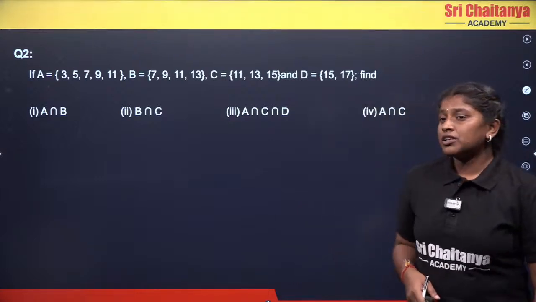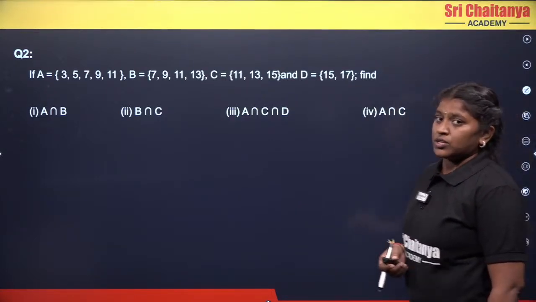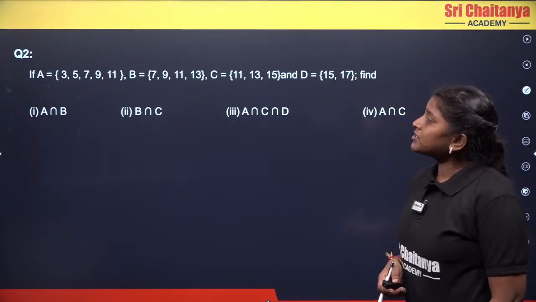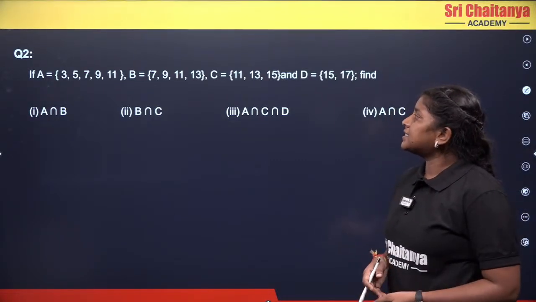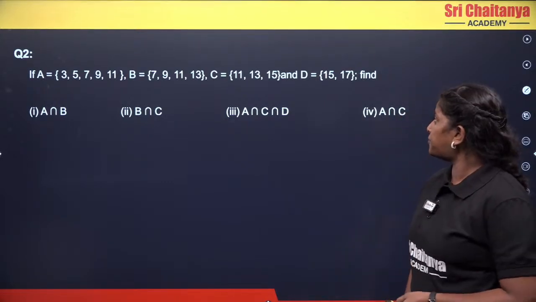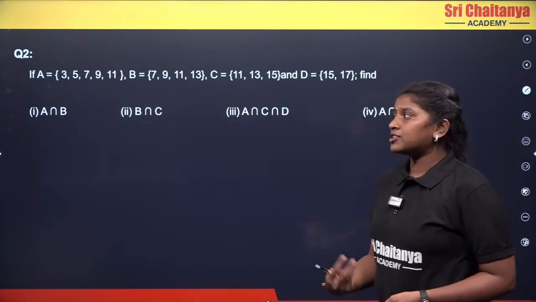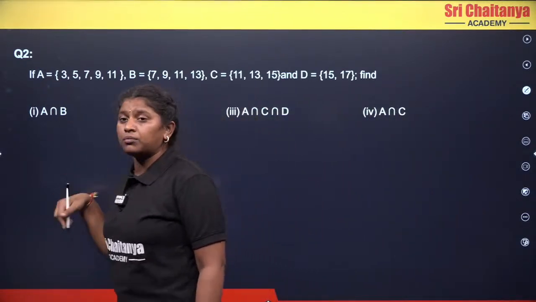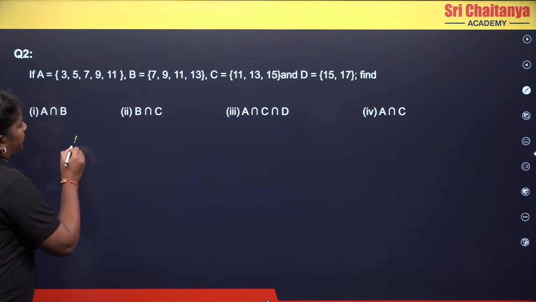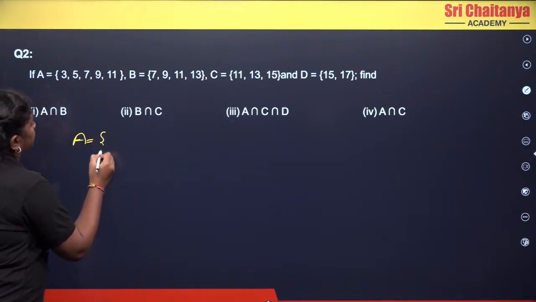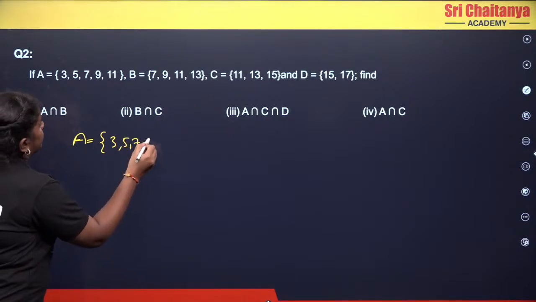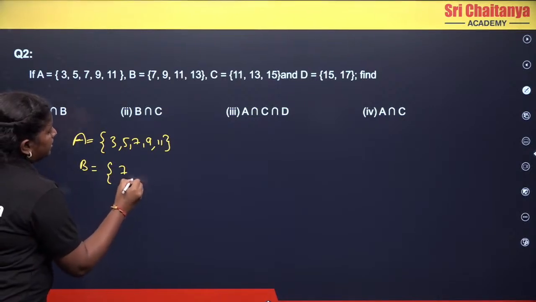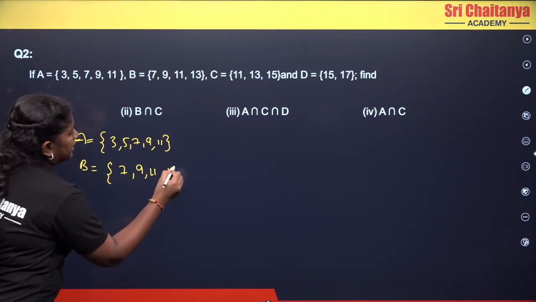Now moving to the next, we will solve one question on the intersection. If A is the set of 3, 5, 7, 9 and 11, and B is the set of 7, 9, 11 and 13, and C is the set of 11, 13, 15, and D is the set of 15 and 17, now find A intersection B. In order to find A intersection B, first of all we take the sets we are having: A is the set of 3, 5, 7, 9 and 11, and B is the set of 7, 9, 11 and 13.